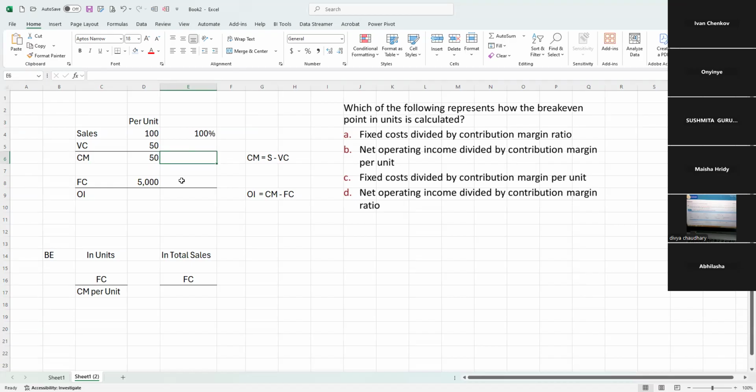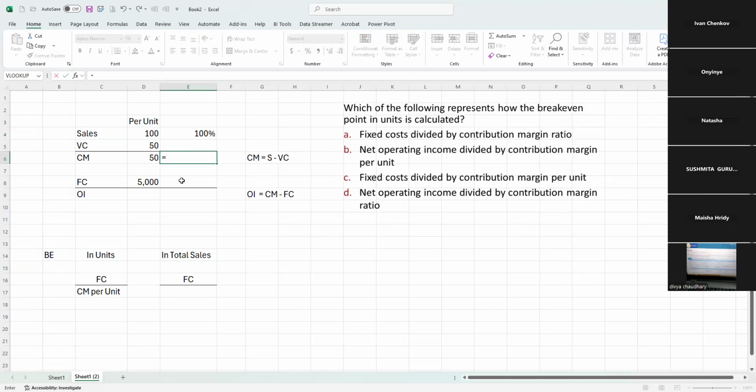Do you understand that? Yes. So what will be that? I can express it on the unit level, or I can express it in the total sale, but it's always going to be the same. And in that case, my variable cost percentage ratio will be 50, sales minus the contribution margin, right?